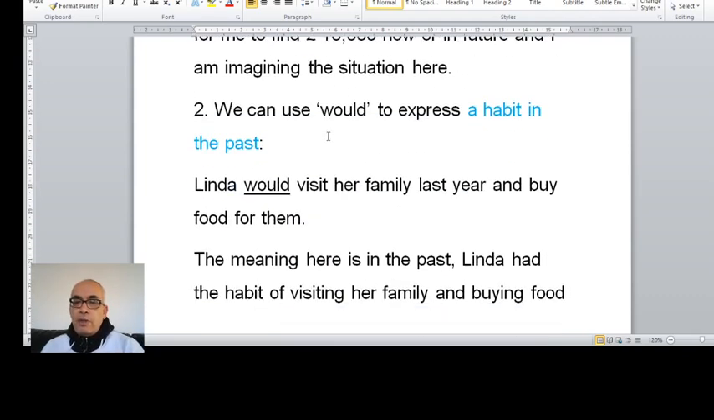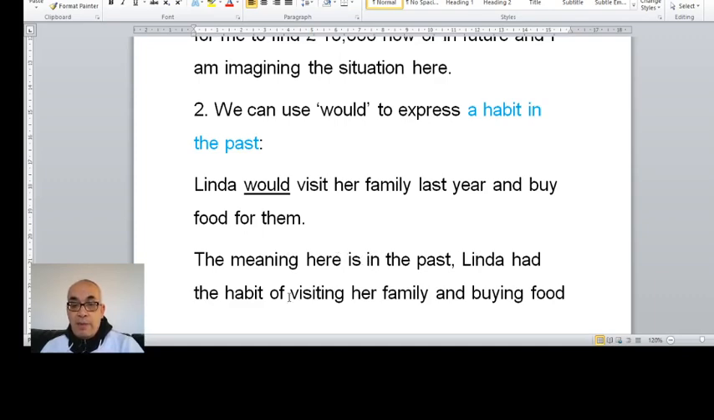We can use would to express a habit in the past. Linda would visit her family last year and buy food for them. So would is past of will, but in this sentence, we use would to show what? A habit in the past. So the meaning here is in the past.